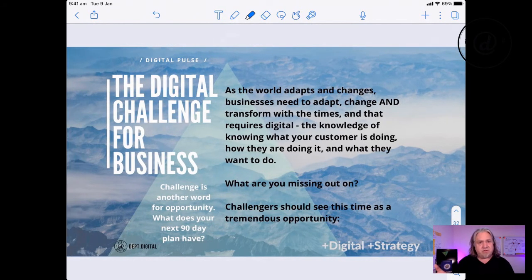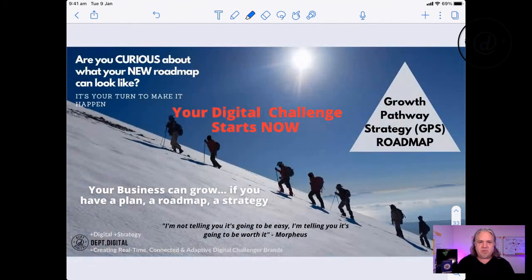So ask yourself, what are you missing out on? And digital pathfinders should see this time as tremendous opportunity. Looking at different markets that you'd be able to implement, looking at different ways in which you can get in contact with your audience and help them in their journey as well is absolutely key here, and that's where the big opportunity exists here. So are you curious about what your new roadmap can look like?